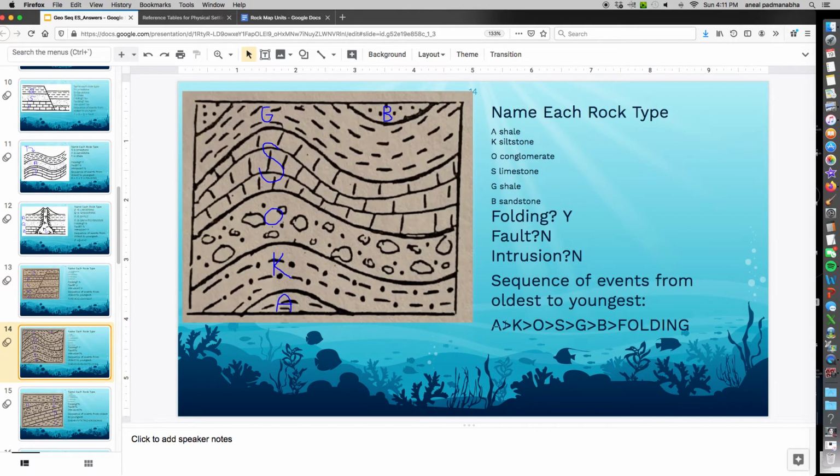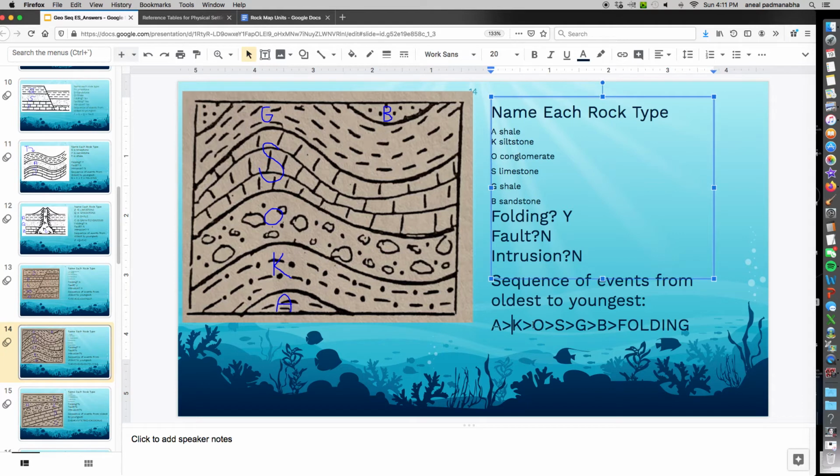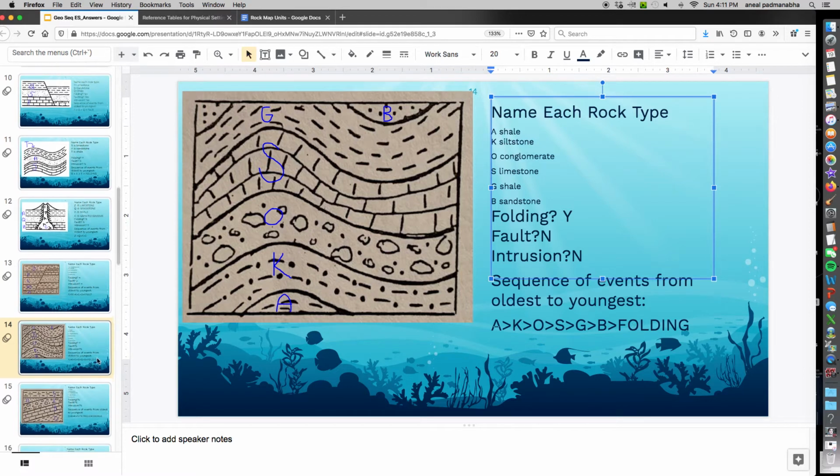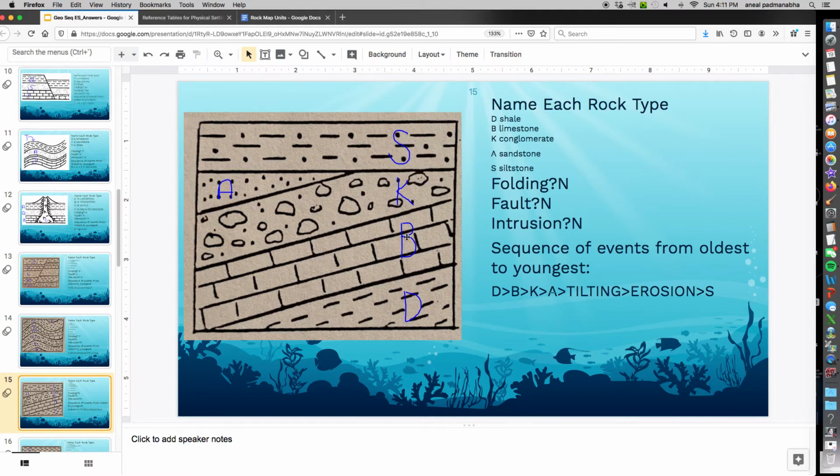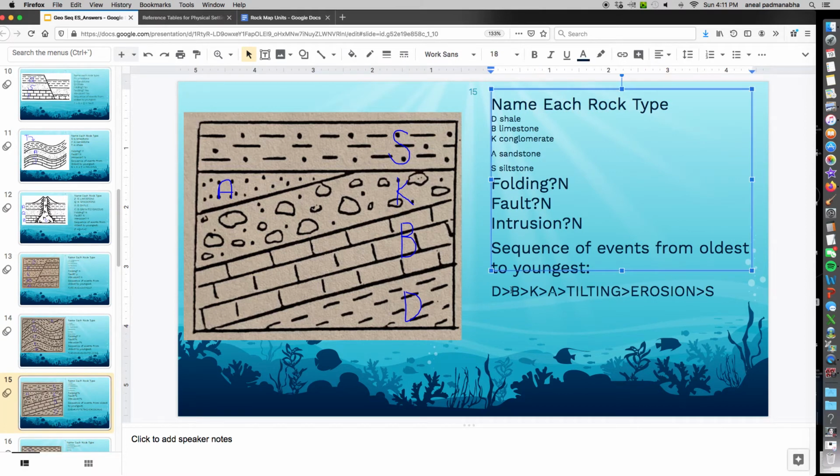And this one right here, A is deposited, then K, then O, then S, then G, then B, and then it was folded, is what's happening along here. If we take a look at this one right here, D was deposited first, followed by B, followed by K, followed by A. Then there was tilting, because remember horizontality, that rocks are deposited horizontally. These are not horizontal. These have been tilted. So there's some kind of a force happening right there, so they're tilted. And then we have erosion taking place.